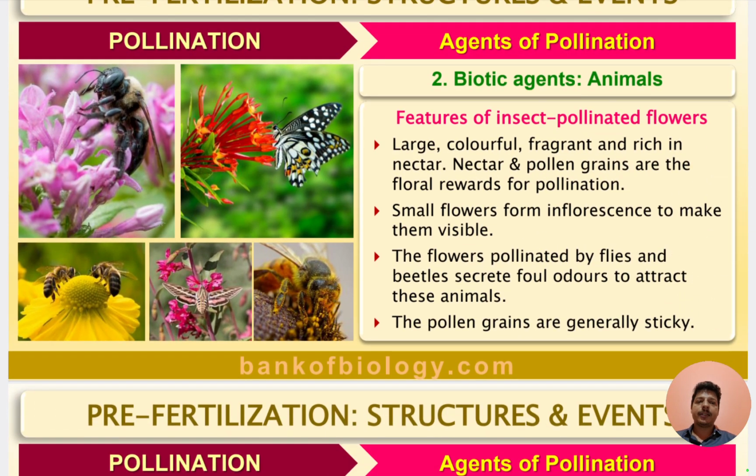Features of insect pollinated flowers: the flower will be large, colorful, fragrant and rich in nectar. That's why insects can easily be attracted to the flower. Nectar and pollen grains are the floral rewards for pollination. Small flowers form an inflorescence to make them visible. Small flowers group together like this so that they can be visible to the insect. Flowers pollinated by flies and beetles secrete foul odor to attract these animals. The pollen grains are generally sticky.